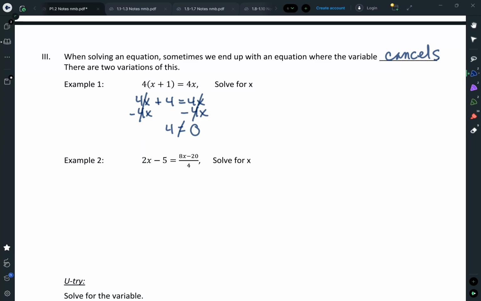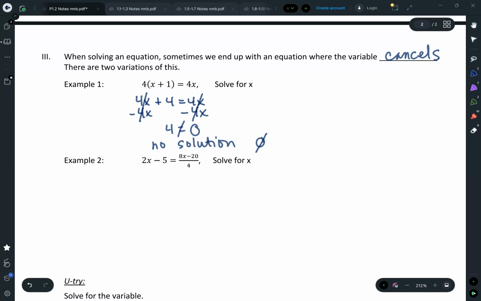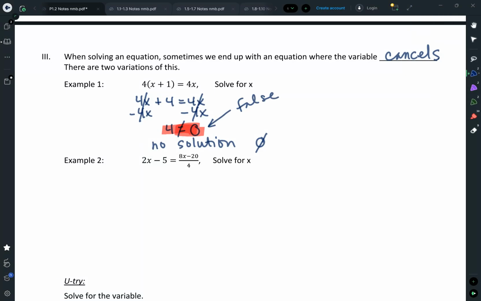So whenever I get a false statement, my answer is going to be no solution. And the symbol for that is a 0 with like a diagonal line through it, kind of like that. And that means no solution. So this is because we got something that was false. I want to highlight this right here and just be like, hey, that was a false statement. And you can only tell that when there's no variables remaining.